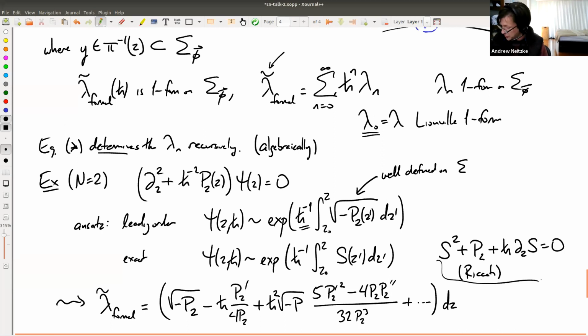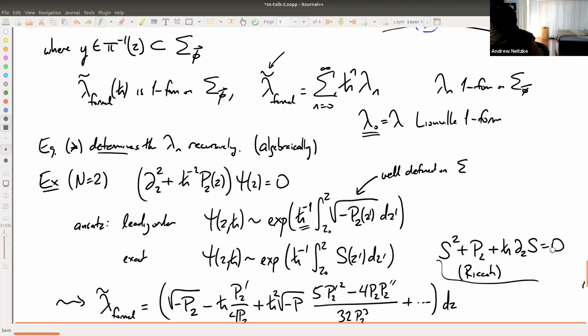So it's a formal series. I wrote the first 3 terms of the series. And you see that each term in the series is just given algebraically in terms of P2 and its derivatives. Particularly, you never do an integral here. All the integration has been postponed to this ansatz that involves one integral of the one form. Okay, so that's the WKB ansatz for attempting to solve these equations.